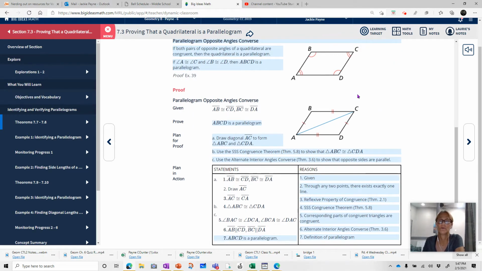Here's another proof of the converse. The plan for this: if you know that you have AB congruent to CD and BC congruent to DA, then to prove it you would draw the diagonal AC. Then you would use the side-side-side congruence theorem to show that the 2 triangles are congruent. And finally, you can show with the alternate interior angles converse theorem that the opposite sides are parallel. So it's a pretty simple plan. Here's how you do it exactly. If you'd like to study it more, pause the video and go on when you're ready.